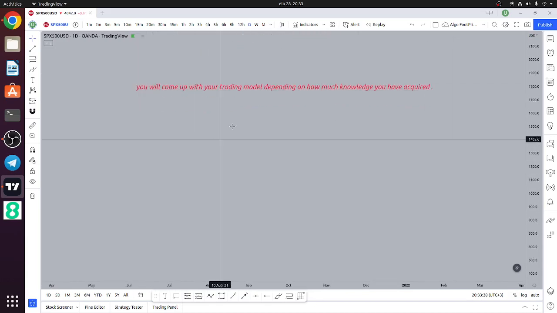You will come up with your trading model depending on how much knowledge you have acquired. In other words, the measure of your understanding will determine the type of trading model you'll come up with. Your trading model will not be bigger than the amount of knowledge you have on these concepts.